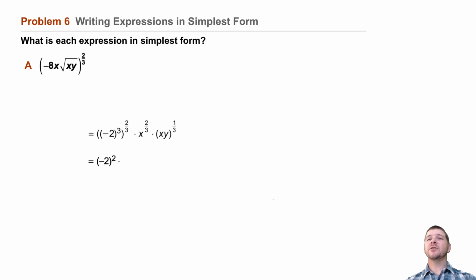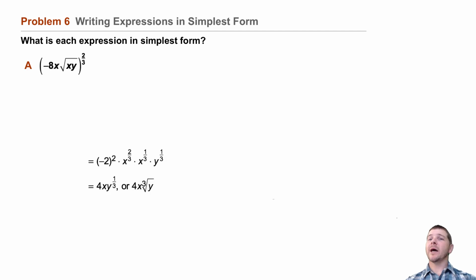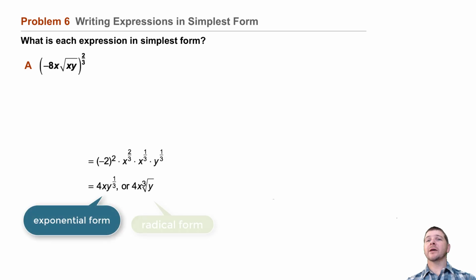and that's the same as negative 2 squared times x to the 2/3 power times x to the 1/3 power times y to the 1/3 power, and this expression becomes 4xy to the 1/3, or 4x times the cube root of y, depending on whether we leave our answer in exponential form or radical form.